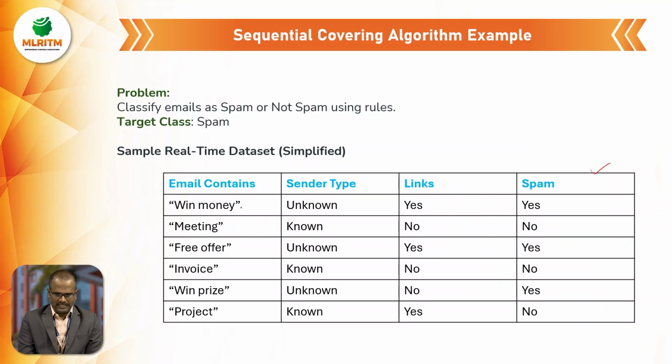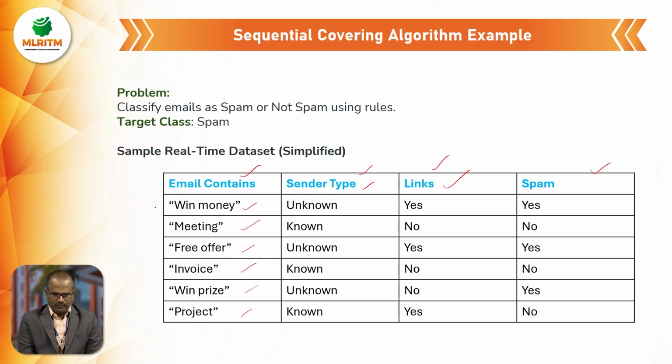Suppose an email contains win money, meeting, free offer, invoice, win prize, project. These keywords are considered as spam mails. First of all, we need to identify which keywords are contained by the emails. Next, sender type and the links that the email contains. Based on these three characteristics, email contains words, sender type, and links, an email can be classified as spam mail or not.